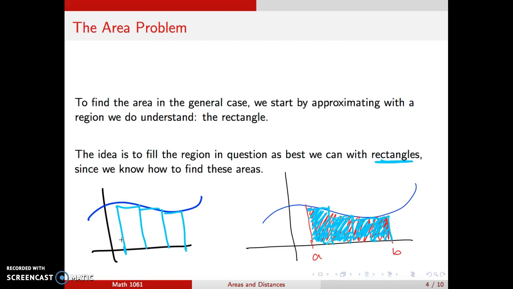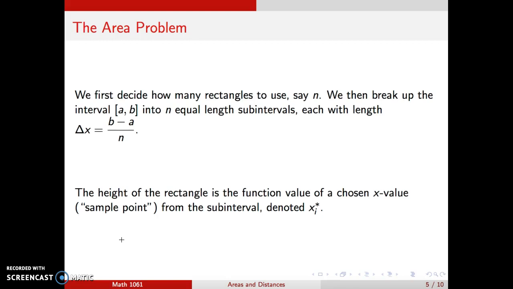Now we could use all sorts of shapes that we know, but the nice thing about rectangles is it kind of allows us to give a nice general description very concisely and quickly. So first thing we're going to do for this type of problem is we're going to figure out how many rectangles we want to use. Say we use n. So we're going to break up our interval. Remember, our interval is going from A to B into n equal length subintervals.